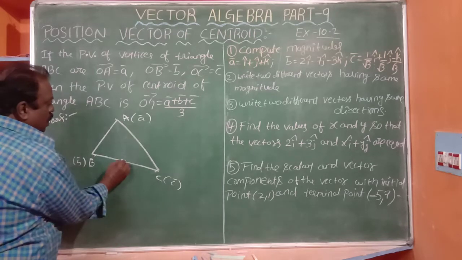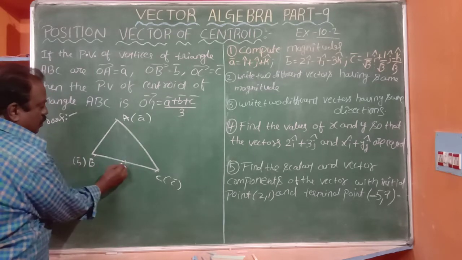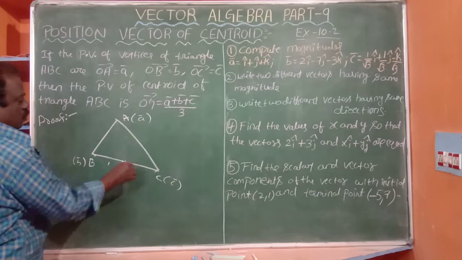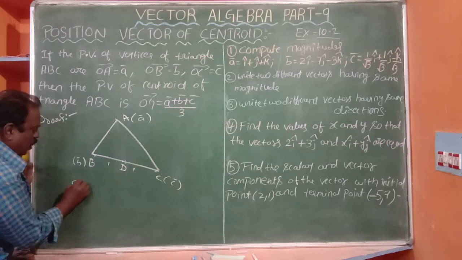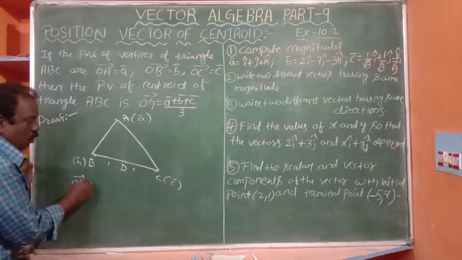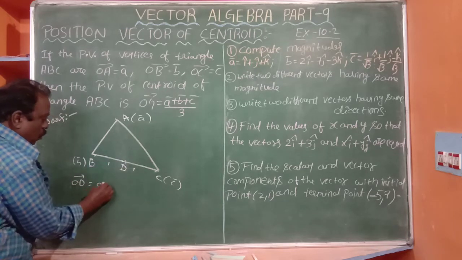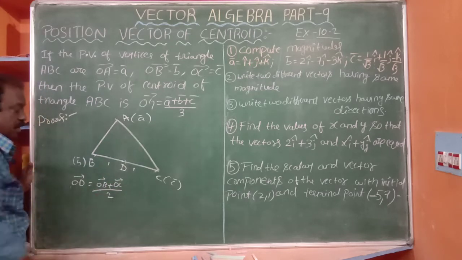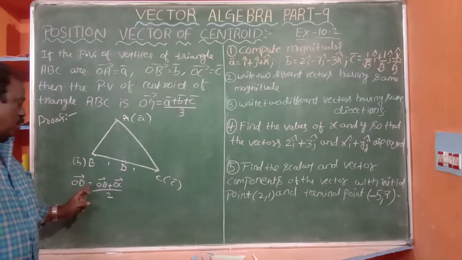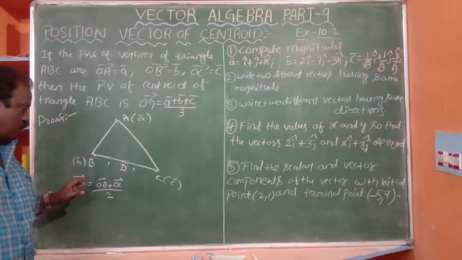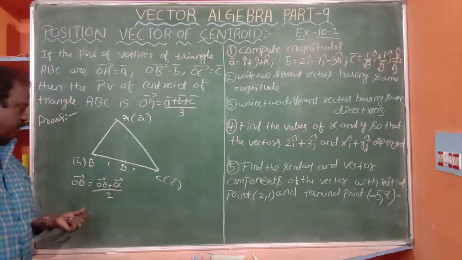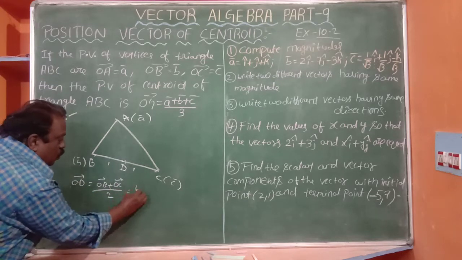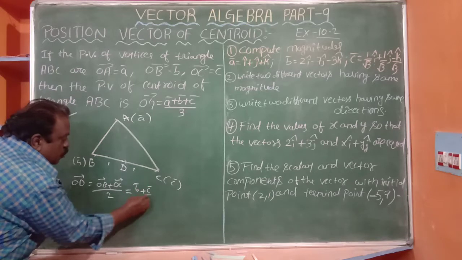Now you see D. D is the midpoint of BC. Midpoint means 1:1 ratio. Then what about OD bar? OD bar is OB bar plus OC bar by 2. M is 1, N is 1. 1 B bar plus 1 C bar, that is M OB bar plus N OC bar. 1 into OB bar plus 1 into OC bar by 2 is equal to B bar plus C bar by 2.